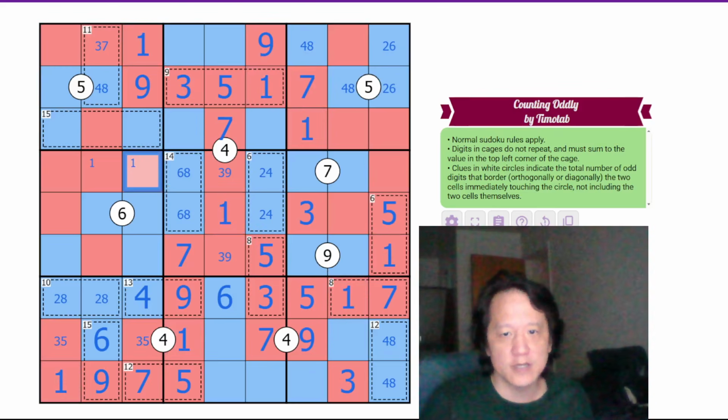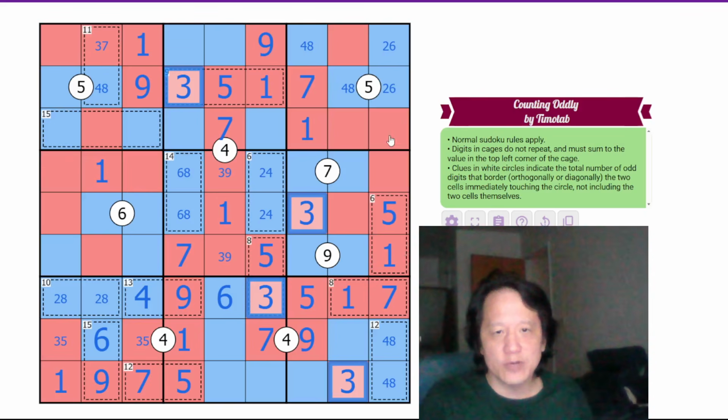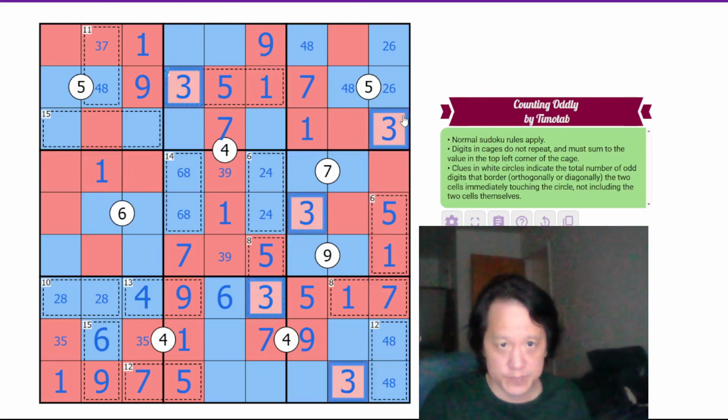That gives us 8 ones. We know where the last 1 has to be. It's there. 3. Where's 3 in column 9? Can't be here because 3 is in the boxes, so it must be there.